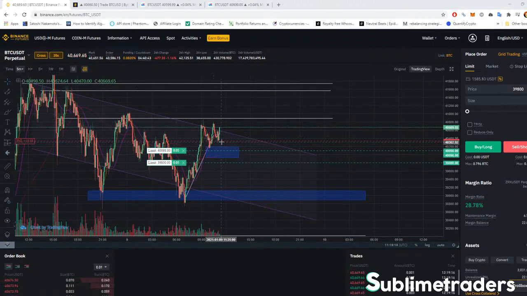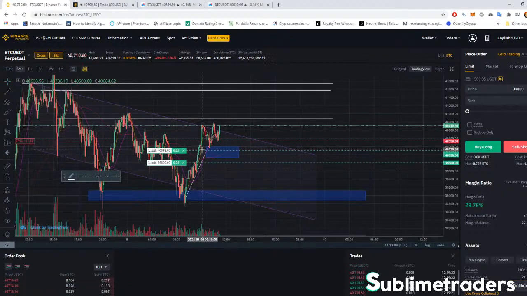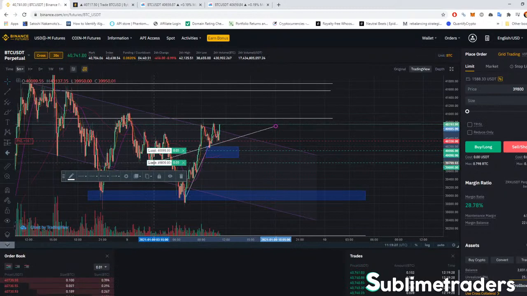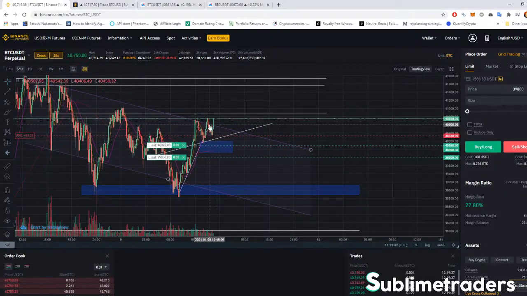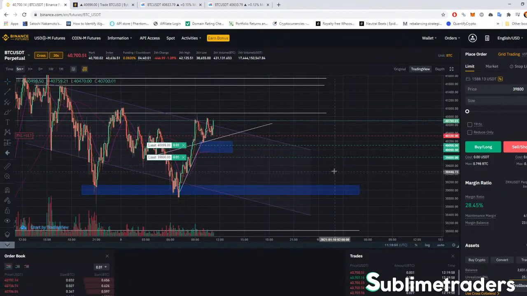So a potential move right here to the upside. We might never see my average take place. It might never happen. However, this is why we put multiple entries. If we get one, it's okay, we take profit on one. If it goes against us, no problem, I will buy more, and I will buy more. The only thing I need to care about is how much I buy, and what leverage I am in, and where I get into trouble.